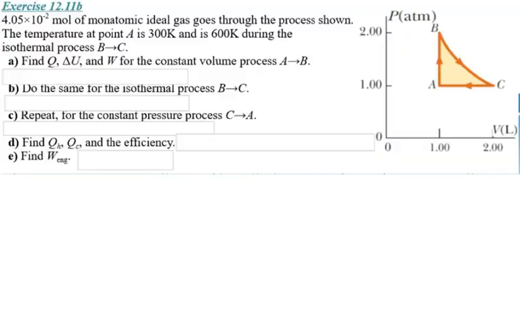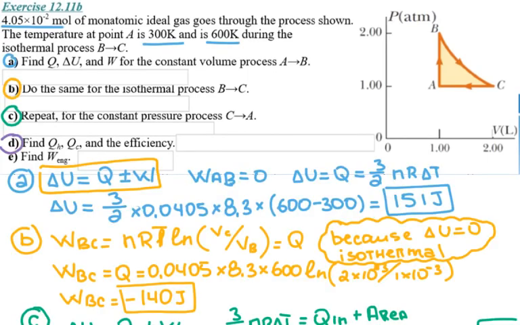So here's another question that I think you should try to solve on your own. Go ahead and pause it, and I'm going to show you the work and talk to you a little bit through the process, but I want you to try to solve this question on your own. So here are my calculations, and I have to find the heat, change of energy, and the work.